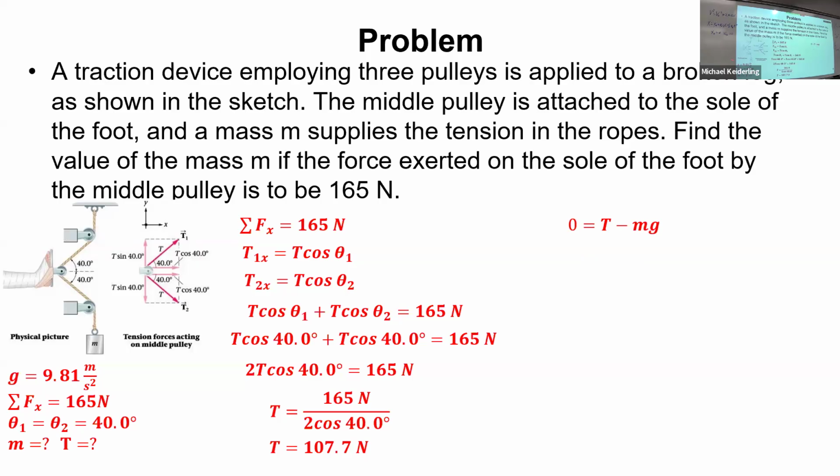If we also look at the forces down here, we'll see that 0 is equal to tension minus mg. These are the forces around the mass. So tension equals mg, so mass is going to be tension over g. So 107.7 newtons over 9.81 meters per second squared is 11 kilograms.